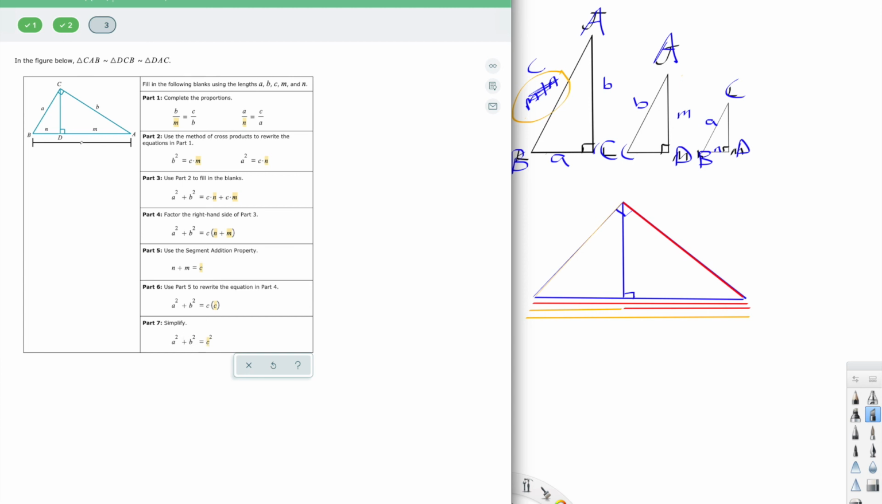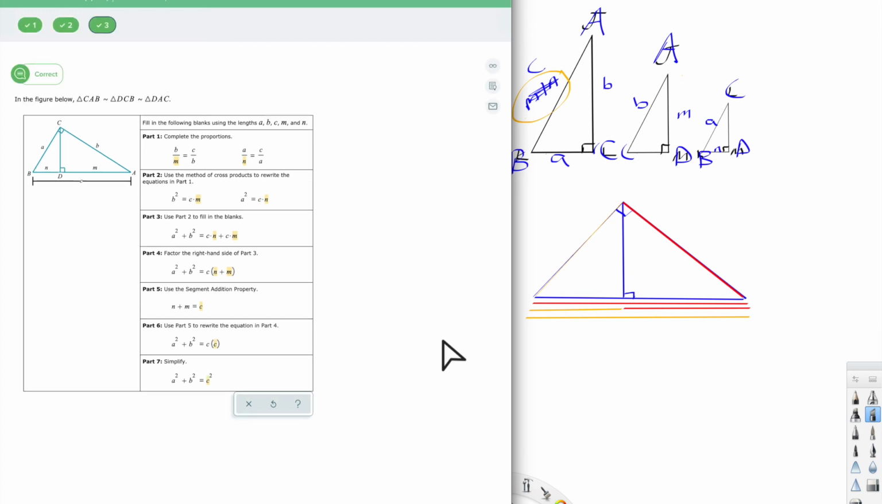All right, let's go ahead and check this guy, make sure we're good to go there. Yay! All right, so that was section 1, and I will see you in section 2.